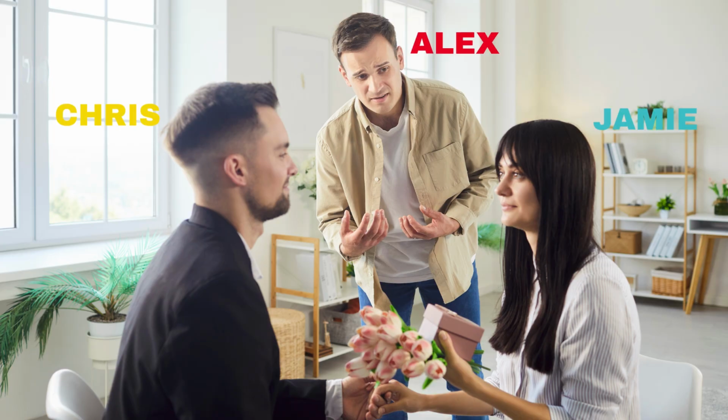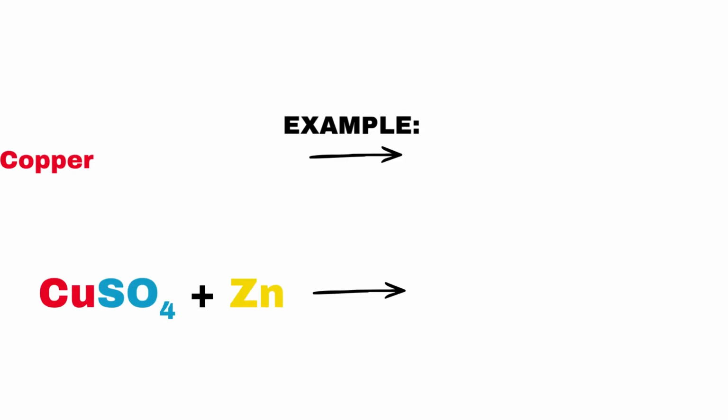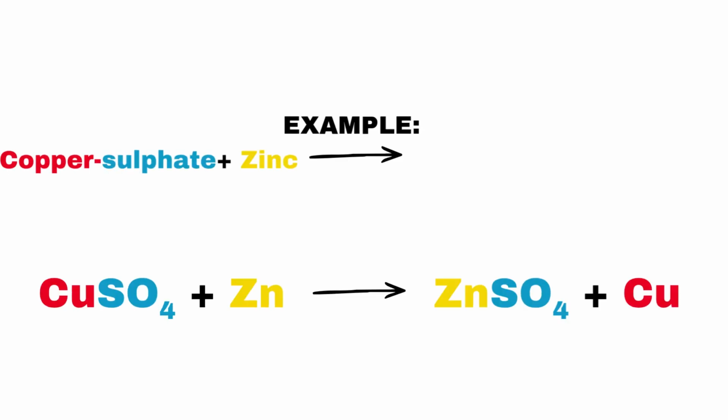Now the situation has changed. Alex is single again. Jamie is now with Chris. In chemistry terms, this is a single replacement reaction. A plus BC yields AC plus B.